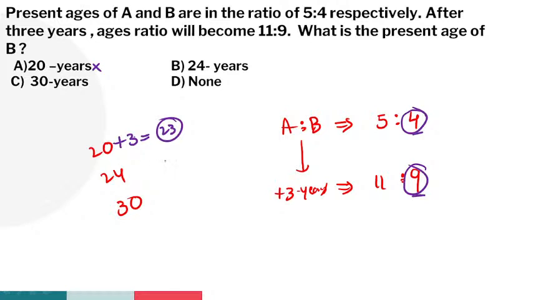Move on to the second option. What is the second option? 24. 24 is a multiple of 4. Yes, 4 6s are 24. After 3 years, 24 plus 3, 27. 27 is a multiple of 9. Yes, 9 3s are 27. That's why option 2 is the right answer. Okay, B's present age is how much, guys? 24 years. Clear, all of you? Whether you use the shortcut method or the basic method, we'll get the same answer.